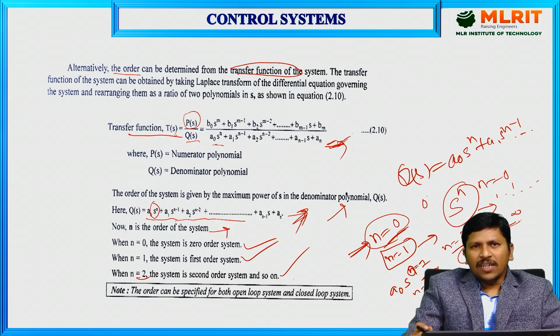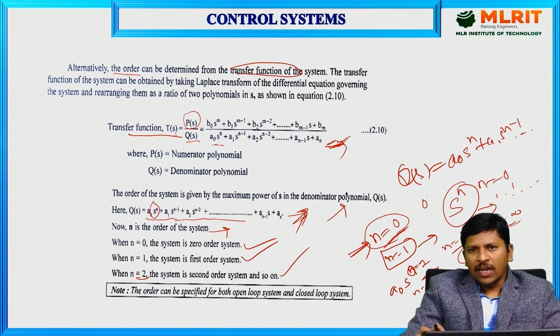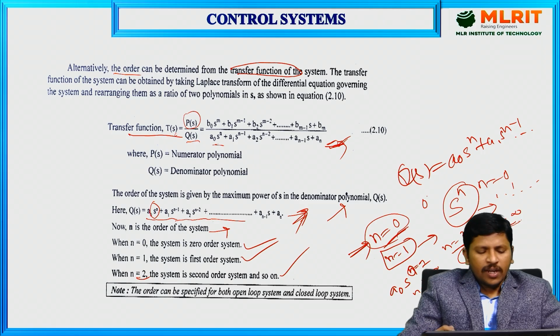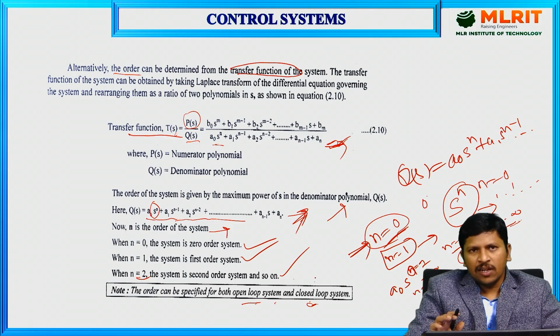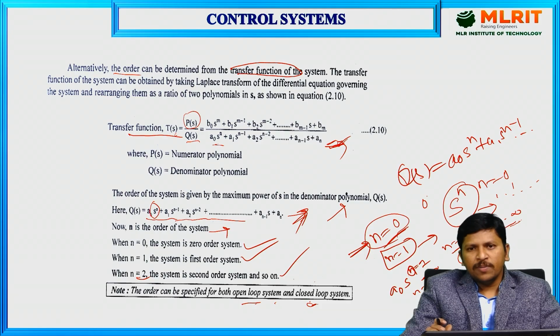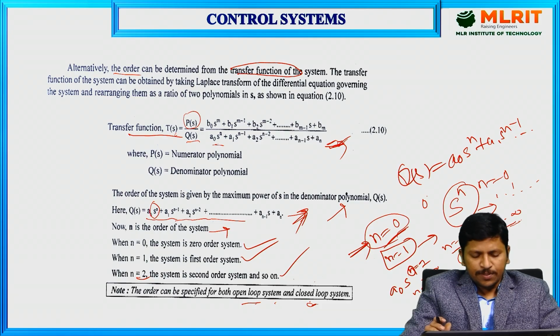The order of the system can be calculated for both open loop systems as well as closed loop control systems. We have two types of systems in control systems, the open loop control system and the closed loop control system. We learned this topic in the first unit. By using these two systems, we can determine the order of the system.